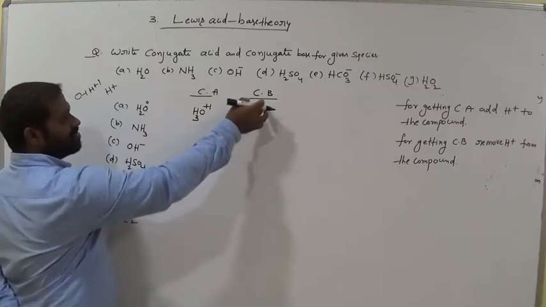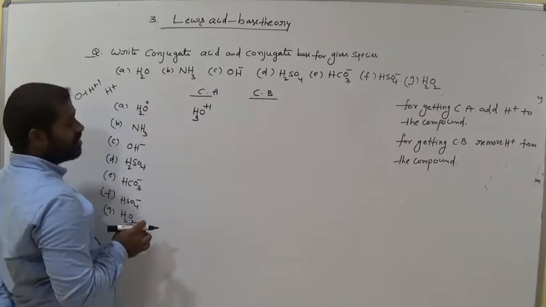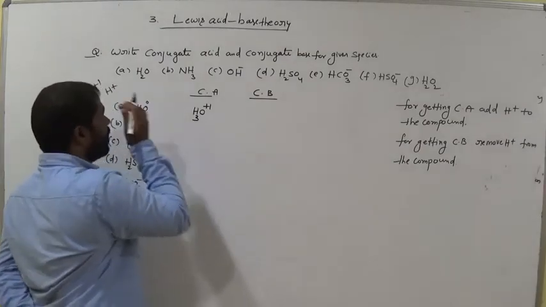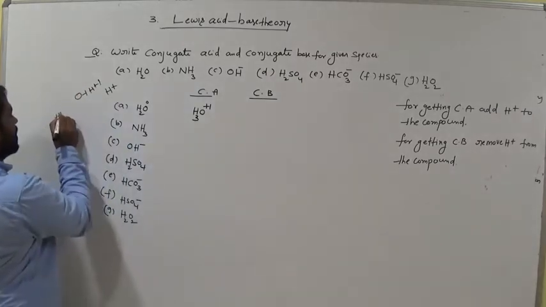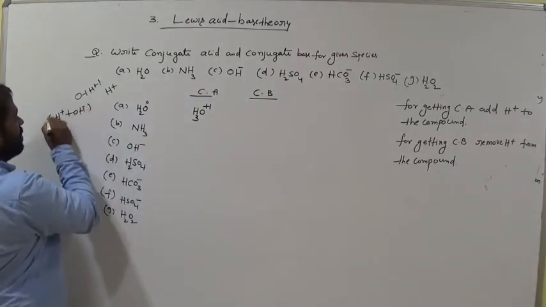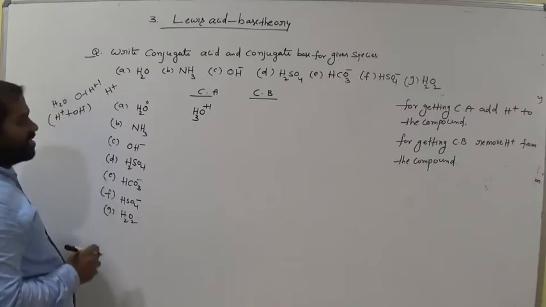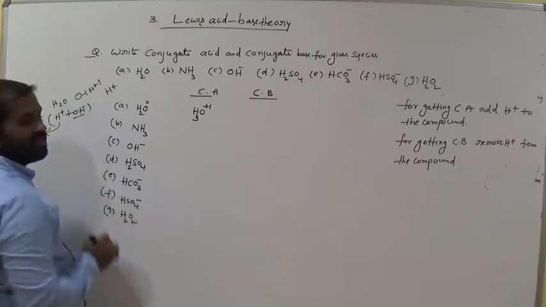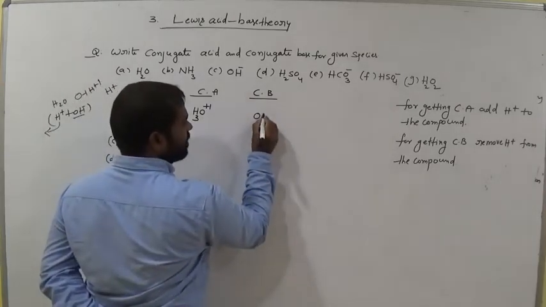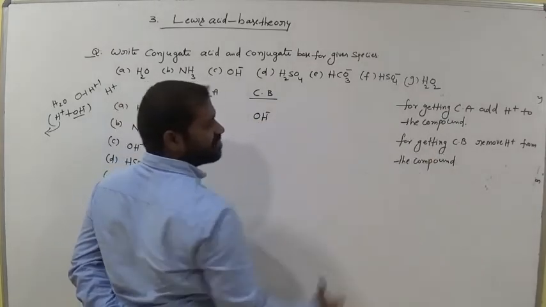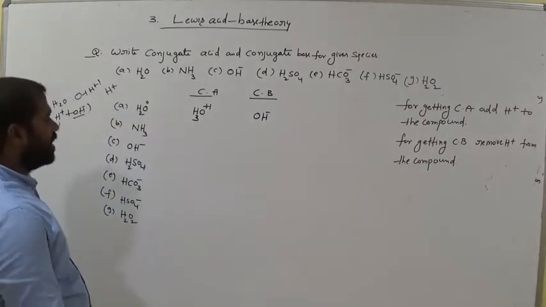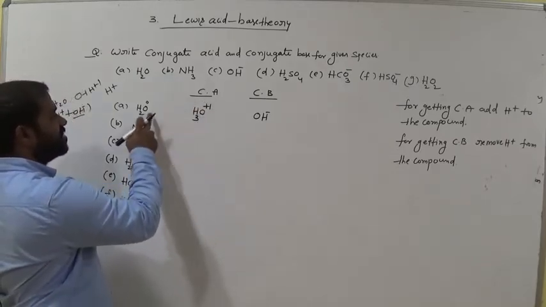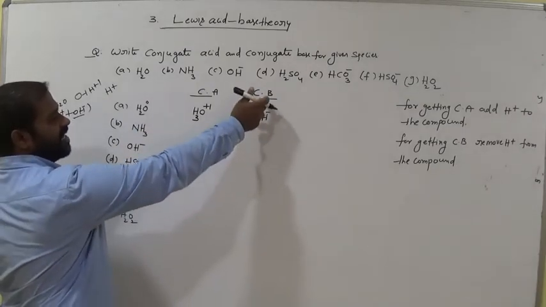Okay. Now I would like to write conjugate base for this one. Now remove one H plus from this one. What are the ions present in water? In water it has H plus and OH minus, am I right? Now remove H plus from this compound. Then what is the remaining one? OH minus. For getting conjugate base, remove H plus from the compound. Now H3O plus is the conjugate acid of H2O and OH minus is the conjugate base of H2O.